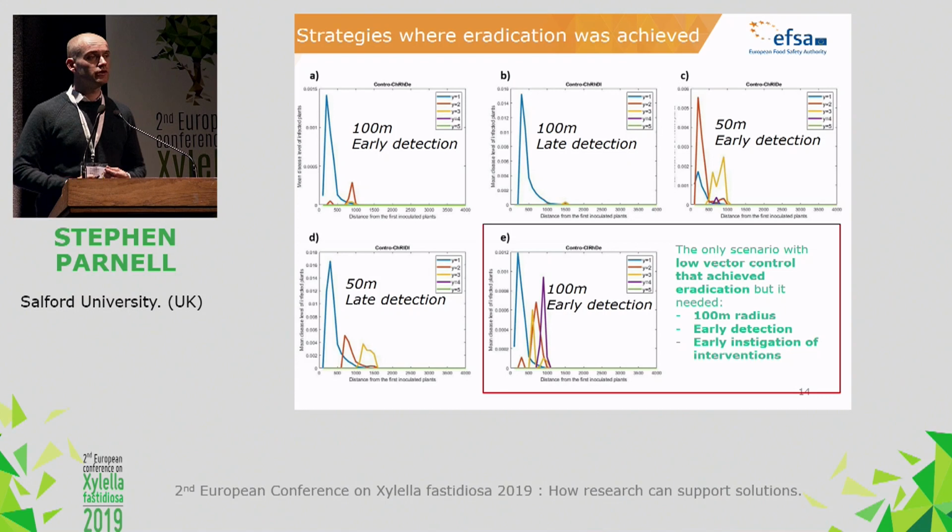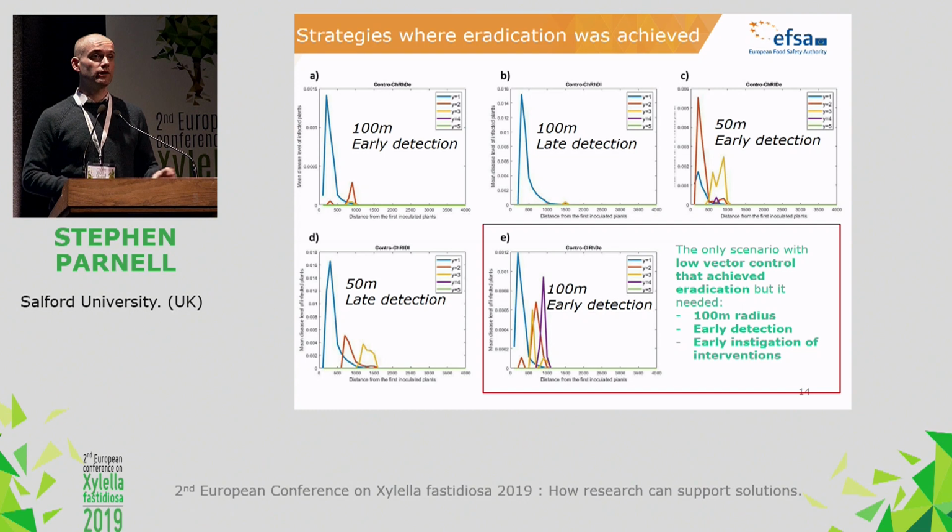And then what he can do is have a model of how Xylella spreads at that spatial scale. We can use that to look at the consequences of different management and eradication strategies. And some of the key conclusions from this: in each scenario we looked at, there was either a 50 meters control radius used or 100 meters. And then we looked at different situations, so high vector control, low vector control. What happens when you have early detection of the outbreaks? What happens when you have late detection? And what happens when you have early instigation of the control measures? So that's the time from detection until control measures are implemented. And we could look at these different scenarios and different combinations of them and which ones eradication was possible under and which were not.